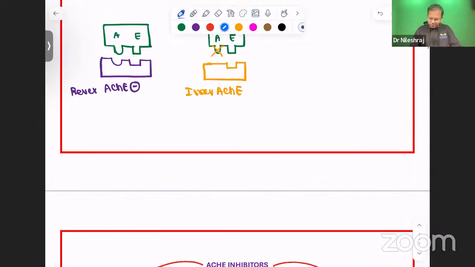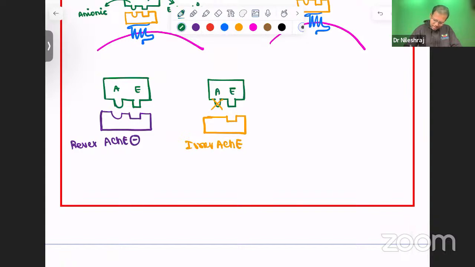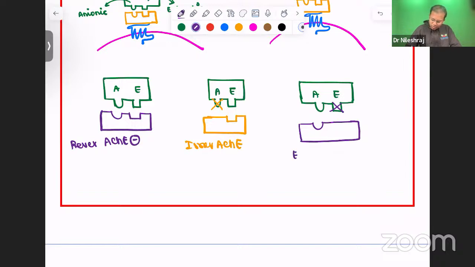Because edrophonium is a reversible inhibitor. Again, we have the same acetylcholinesterase enzyme, anionic site and esteratic site. Edrophonium will bind only with the anionic site. It has no binding with the esteratic site. So simply, edrophonium will bind only with the anionic site, and that's why the action is much shorter. It has a very short duration of action.